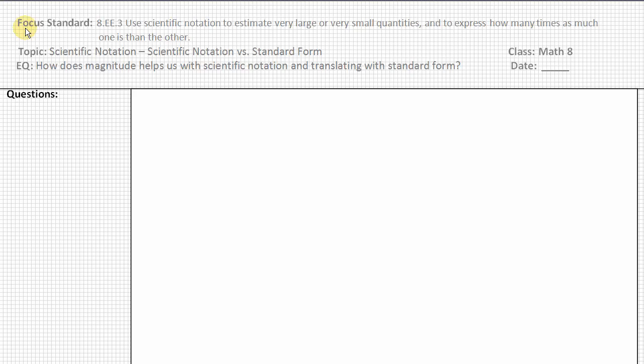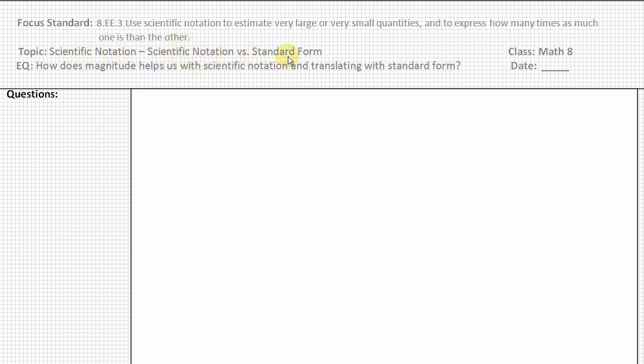In today's lesson, we are still looking at the focus standard from grade 8, Expressions and Equations, number 3. Use scientific notation to estimate very large or very small quantities and to express how many times as much one is than the other.